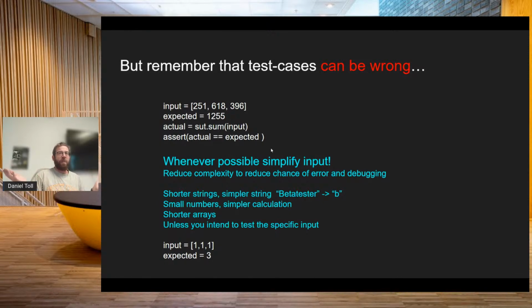If you have a small number, it's going to be a simpler calculation. So look at the input in the bottom of the screen. It's 111. Super easy. Didn't take me a second to think that that's 3, right? It could be as good as the other input in detecting bugs. It might not be if you're looking for bugs that only occur with big numbers. So there is a difference here. But if I'm looking for bugs that occur with big numbers, perhaps I should have 1,000, 1,000, 1,000, and the expected is 3,000 or something like that. So unless you intend to test specific input for some specific reason, always simplify.